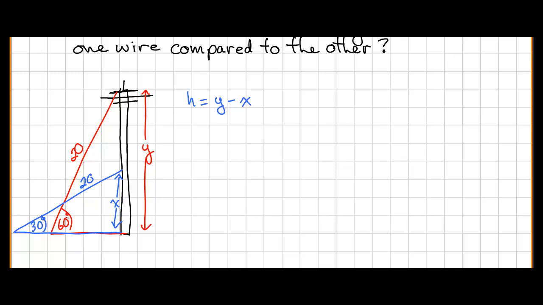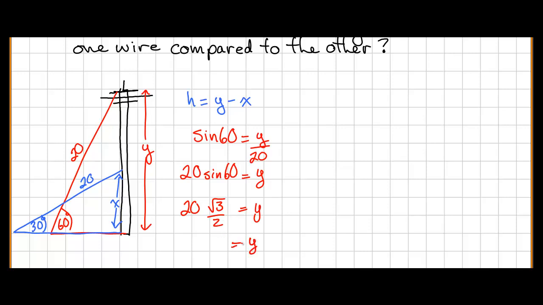we've got the angle of 60, we've got the hypotenuse, and we're looking for the opposite side, which means we're going to calculate the sine of 60 is equal to the opposite over the hypotenuse. That means y is equal to 20 times the sine of 60. And from what we saw before, the sine of 60 is root 3 over 2. So y is equal to 20 times root 3 over 2. 20 divided by 2 is 10. So y is equal to 10 root 3.